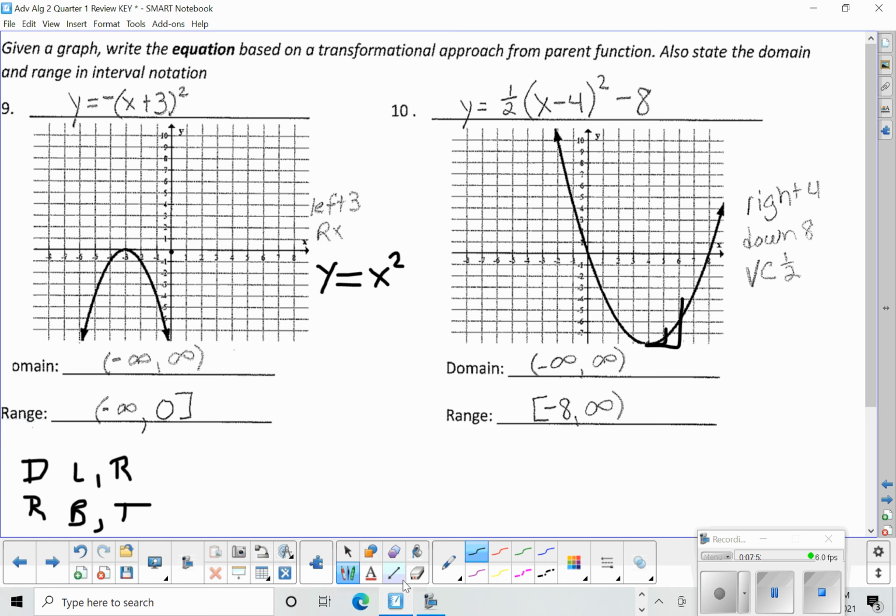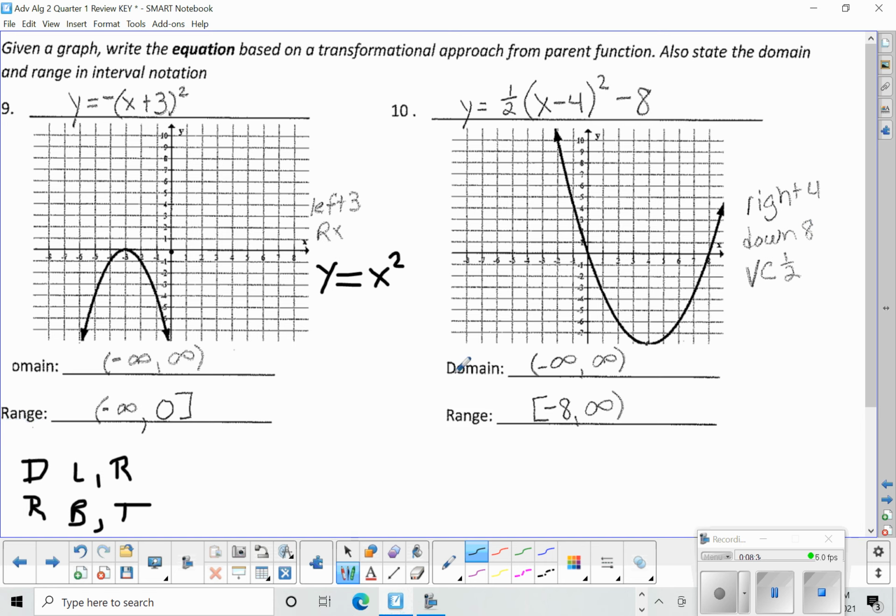When I'm looking at this, if I look at this right here, it looks like it's about a half, but if I know right 2, up 4, and I see that I'm only going up 2, I realize it's a vertical compression by a half. When you're going from the graph of a quadratic to the equation, do the vertical. So vertical compression by a half. Y equals 1/2 multiplied on the outside because vertical is exactly what you get. X minus 4, the minus 4 is moving 4 to the right. Quantity squared, that's my parent function, minus 8 takes care of the down 8.